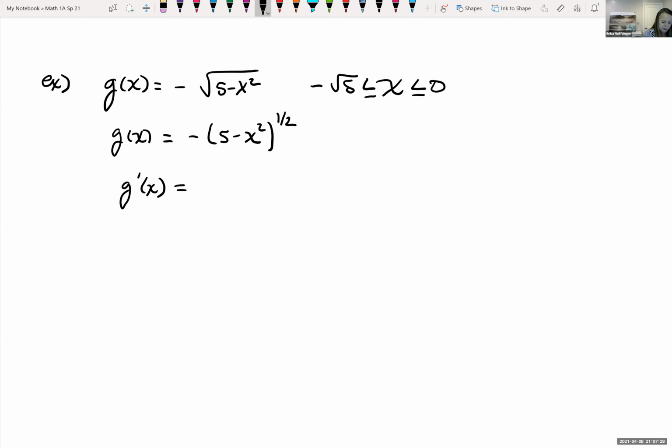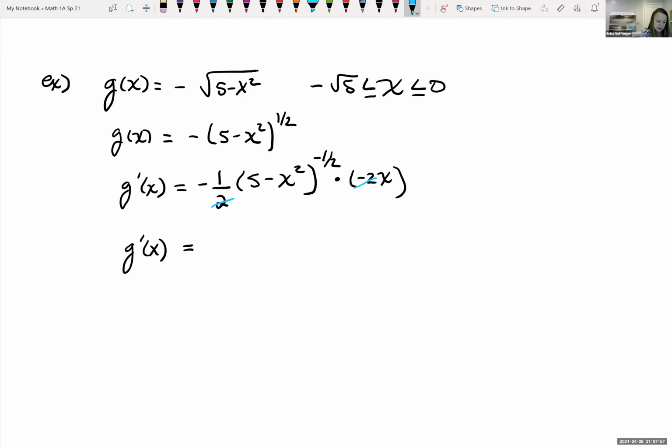So let's use the chain rule to take the derivative. We get negative, bring down our power, 1/2 of the inside, 5 minus x squared. Subtract 1 from our power, we get -1/2 times the derivative of the inside. Derivative of 5 minus x squared is -2x. So let's simplify. Negative and negative, that's going to be positive. We have a 2 in the numerator, 2 in the denominator. And we can bring this piece down to make the exponent positive. So this is 1 all over the square root of 5 minus x squared.